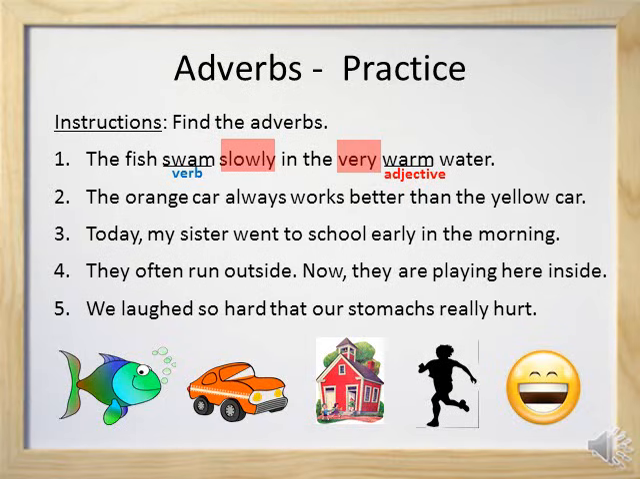Number 2, the orange car always works better than the yellow car. This sentence has 2 adverbs. What are they? Always and better. Which word in the sentence does always tell us more about or describe? Does always describe orange, car, or works? Always describes the action or verb, works. It tells us when. When does the orange car work? Always.